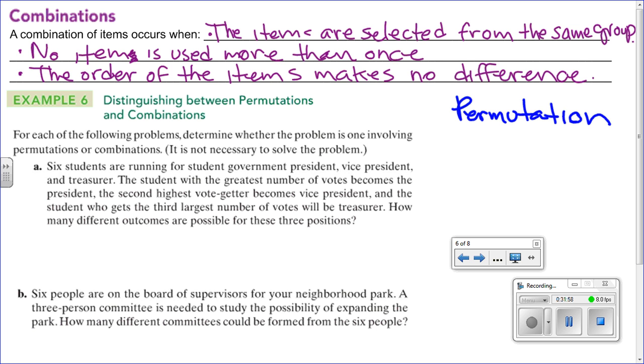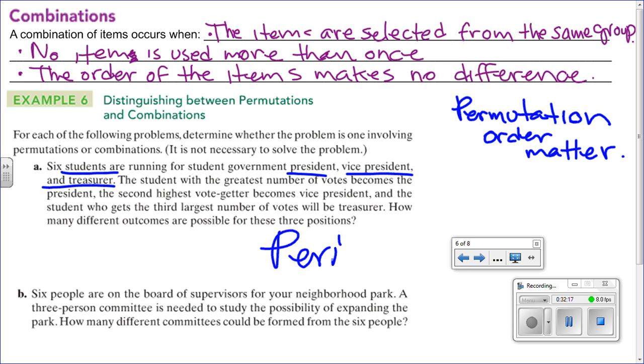Okay, order matters. So the first one: 6 students are running for student government. President, vice president, and treasurer. I think that's enough, right? What is that, permutation or combination? Permutation, because of course everyone wants to be the president.